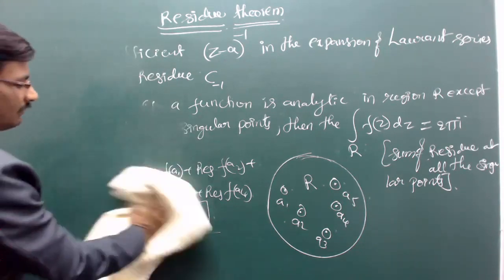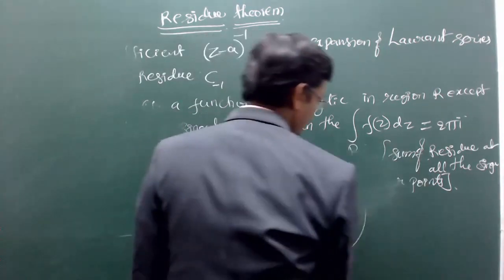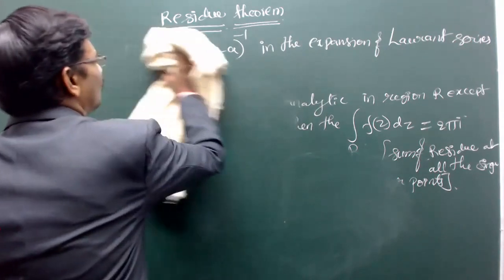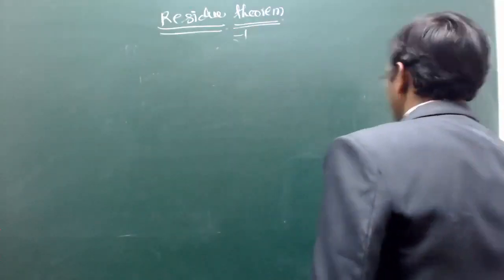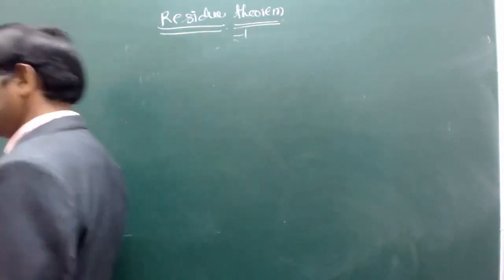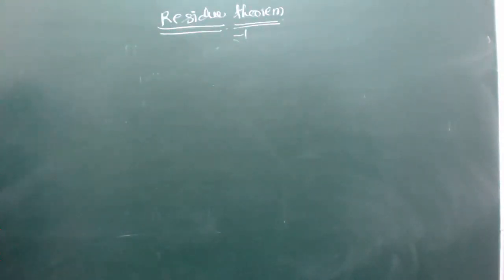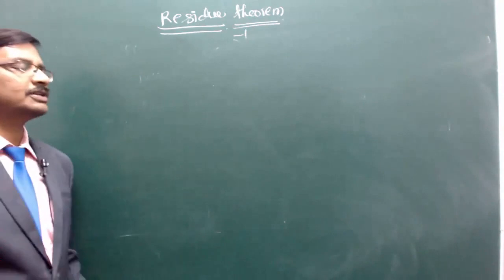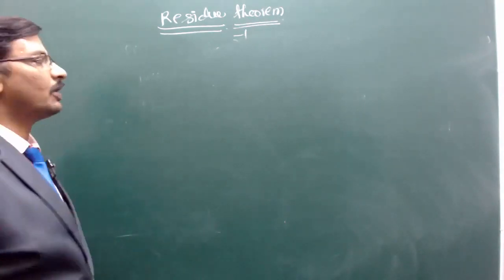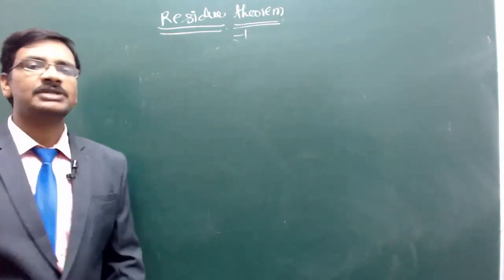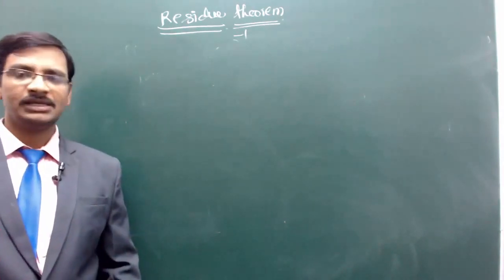In this, we are frequently using one term called singular point. What is this singular point and what are the different types of singular points? A singular point is nothing but a point where the function ceases to have a derivative. That is the point where we say the function is not analytic, or it is a singular point.